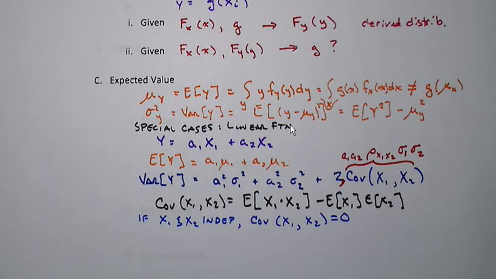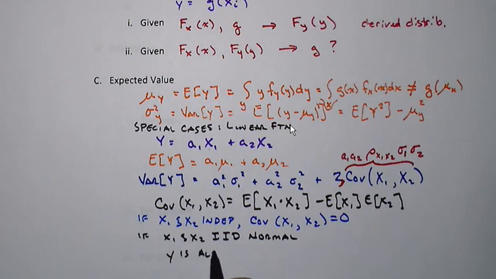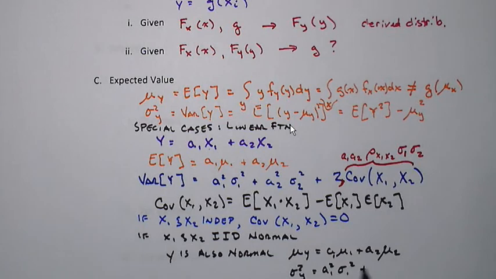And further, if x1 and x2 are independent and identically distributed, and that distribution is normal, so IID, independent, identically distributed, then our random variable y is also normal, right? And it'll have mean of a1 times mu1 plus a2 times mu2, and its variance then is simplified down. Doesn't have the covariance term, in other words. Makes life a lot easier. Right? And this will turn out to be very important for us when we're looking at sampling distributions and inference.